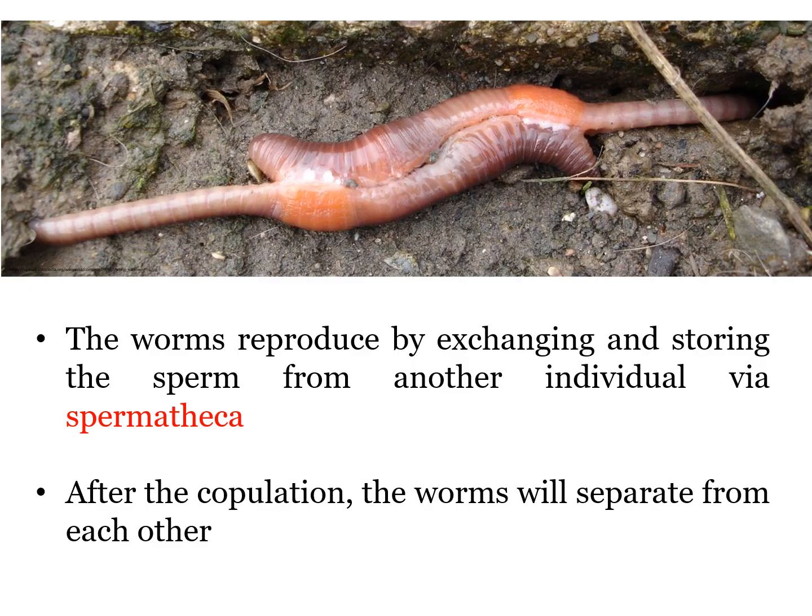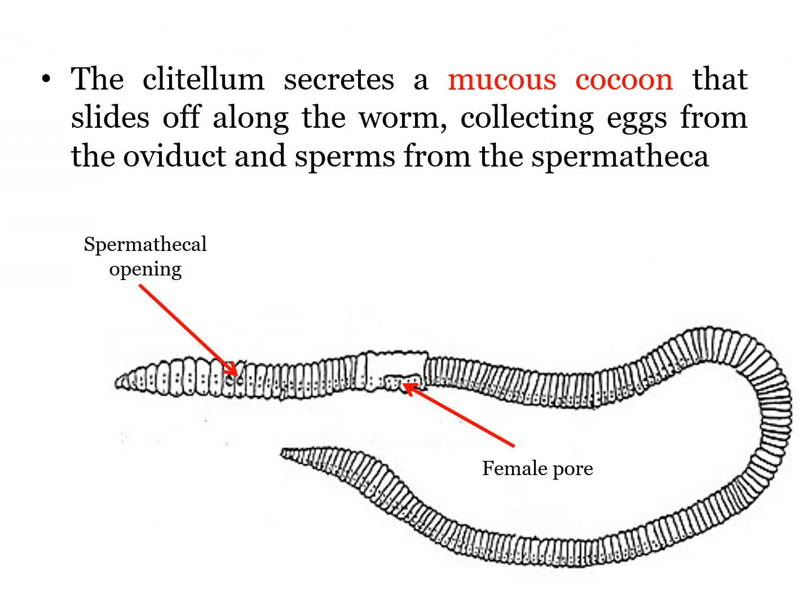Okay, so this is how copulation in earthworms looks like. Sperms are exchanged and stored via spermatheca, and once the copulation is ended, the worms will separate from each other. After the worms are separated, the clitellum, the thick part of the body, secretes a mucous cocoon.